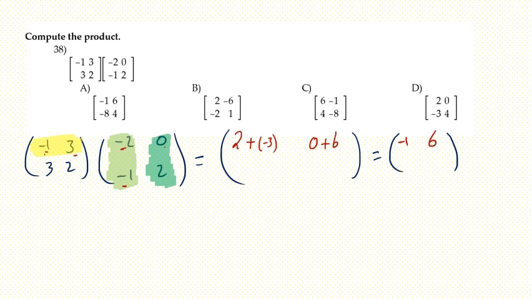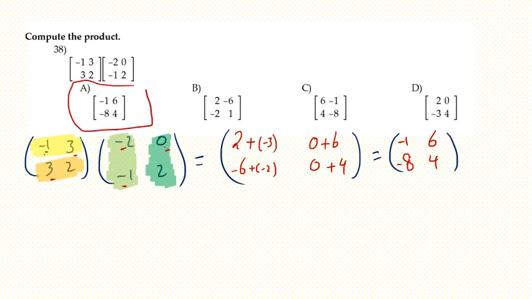Now the second row, 3 and 2. So 3 by negative 2 is negative 6. And 2 by negative 1 is negative 2. And 3 by 0 is 0. And 2 by 2 is 4. So it's negative 8 and 4. So the right answer is A. The right answer is A.